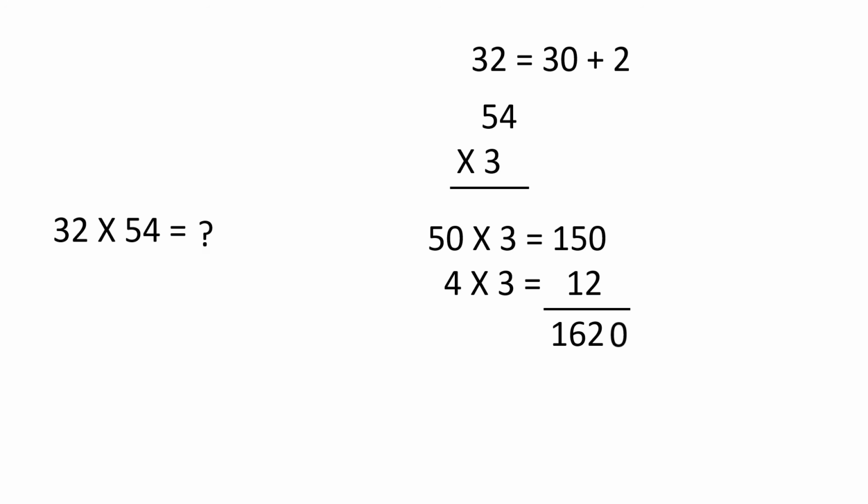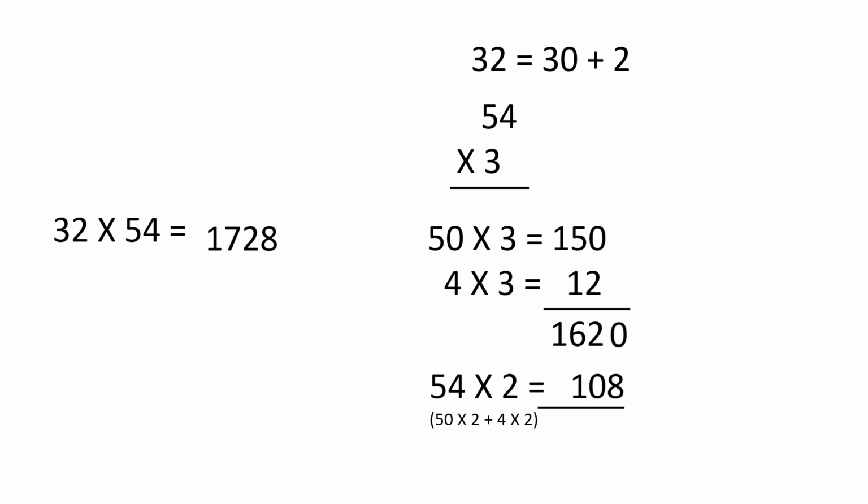Now we handle the 2 we pulled off in the beginning. 2 times 54 is 108. 50 times 2 plus 4 times 2. And add the 108 to the 1620, we get 1728. 32 times 54 is 1728. Wow, that was a lot to remember. But hopefully you still have some brain space left, because next up we've got division.